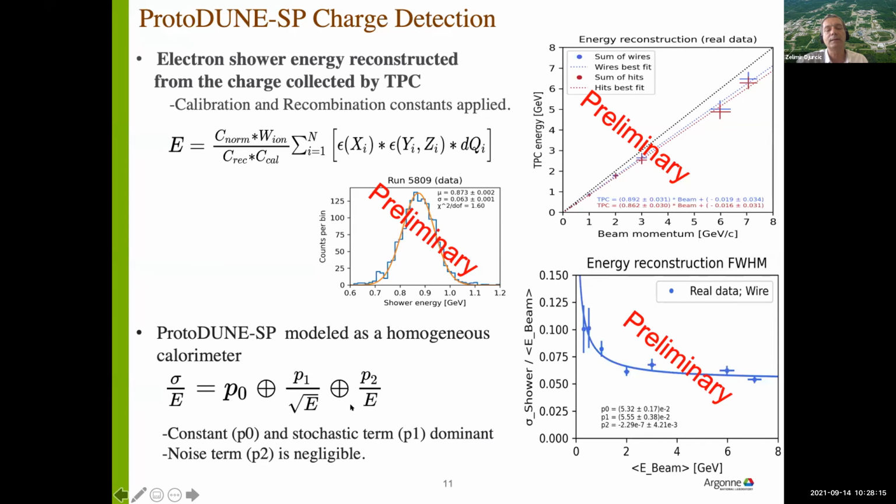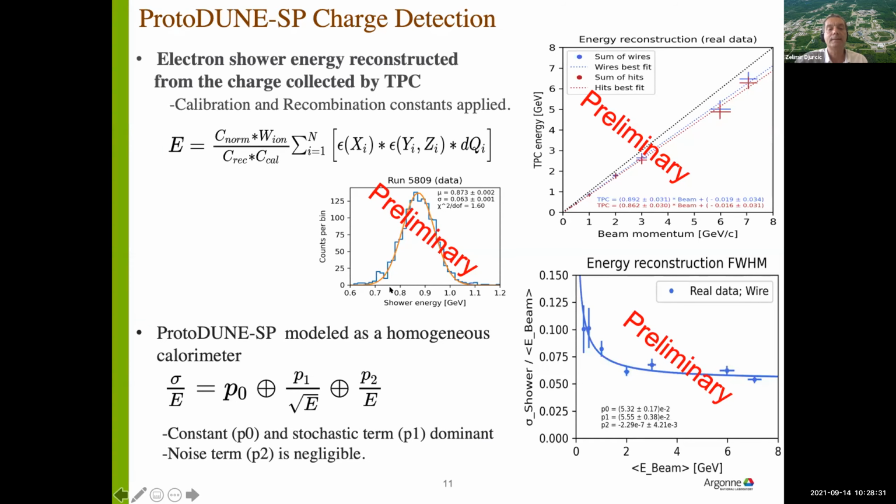And then here is a stochastic term, the second one, that scales as a square root of number of collected charges basically. And that is something called the noise term. Noise term tends to be the smallest one.